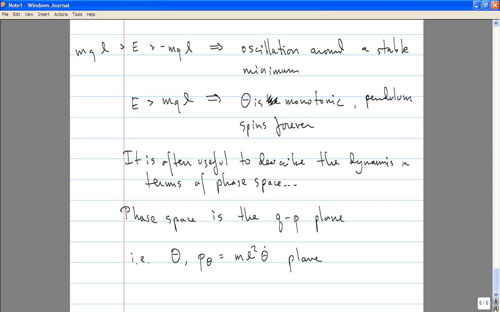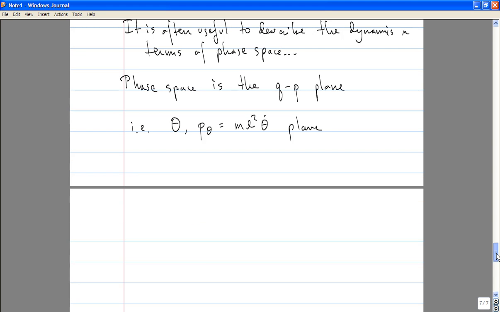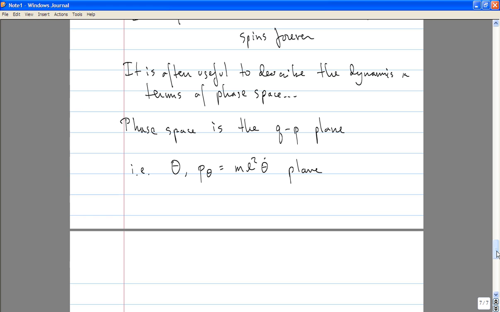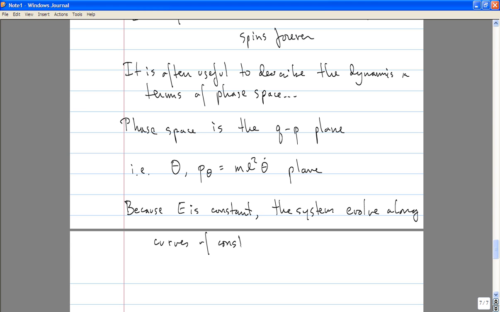So why is it useful to think about the QP plane? Well, because energy is constant, the system will evolve along curves of constant energy, or constant E, in the QP plane.